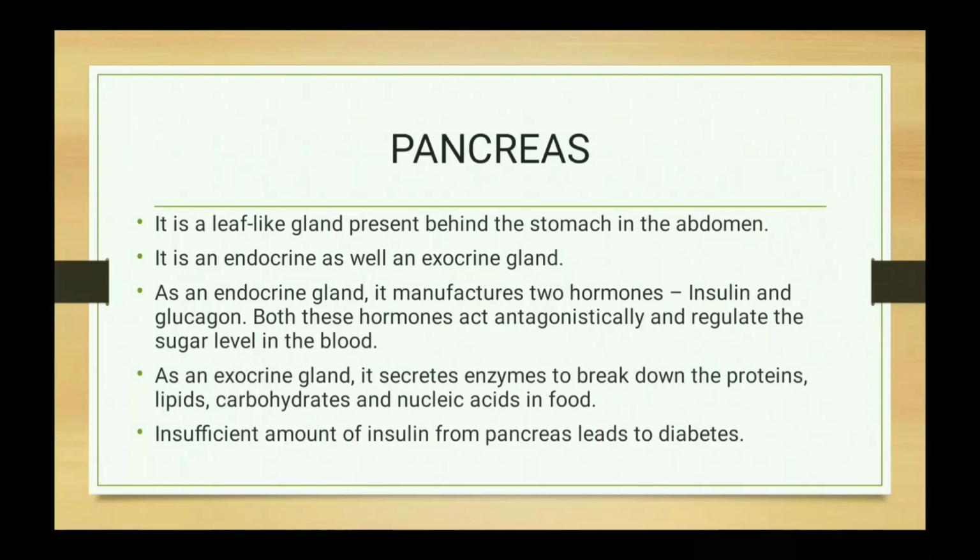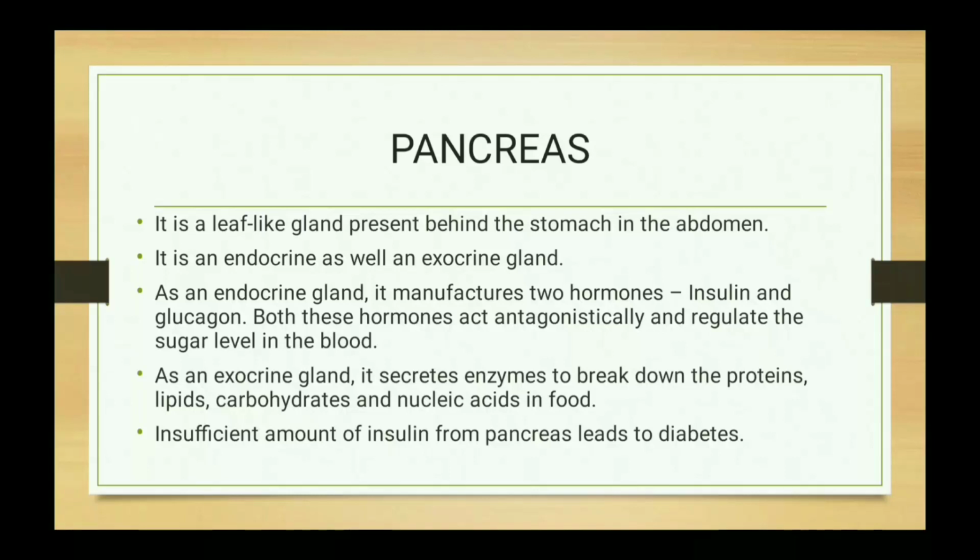It is an endocrine as well as exocrine gland. As an endocrine gland, it manufactures two hormones, insulin and glucagon. Both these hormones act antagonistically and regulate the sugar level in blood. As an exocrine gland, it secretes enzymes to break down proteins, lipids, carbohydrates, and nucleic acid in food. Insufficient amount of insulin from pancreas leads to diabetes.